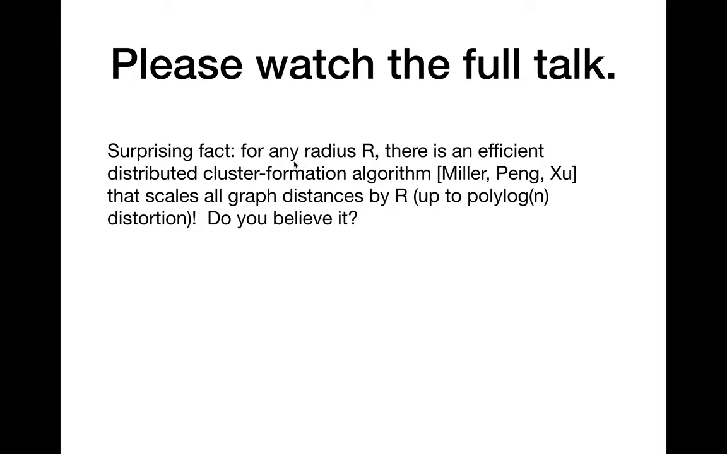One thing is a very surprising fact, which is that for any radius r, there's an efficient distributed cluster formation algorithm where distances in the cluster graph are directly proportional to distances in the original graph, in fact, scaled by r, up to a polylog n distortion, which is best possible. Do you believe it? Even the existence of such a set of clusters is not at all obvious.